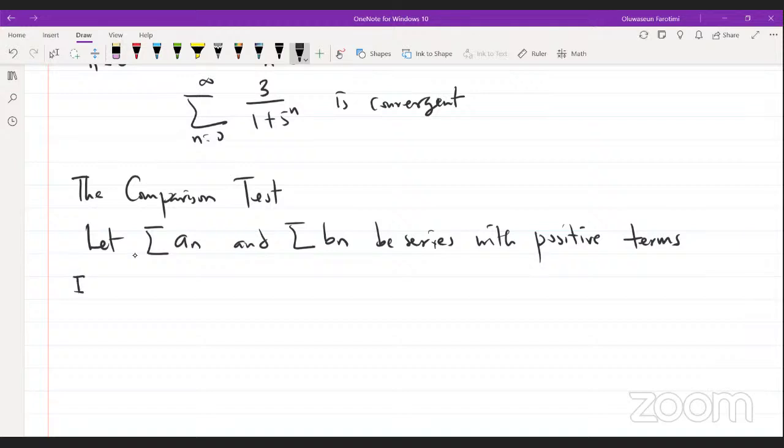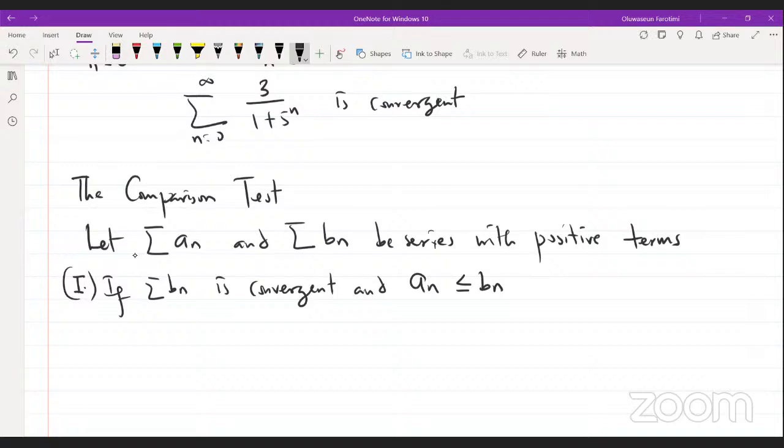Number one, if the series of bn is convergent, and if an is less than or equal to bn for all values of n. So guys, it has to be for all values of n and not for some values. Then what do we conclude? The series of an is convergent.